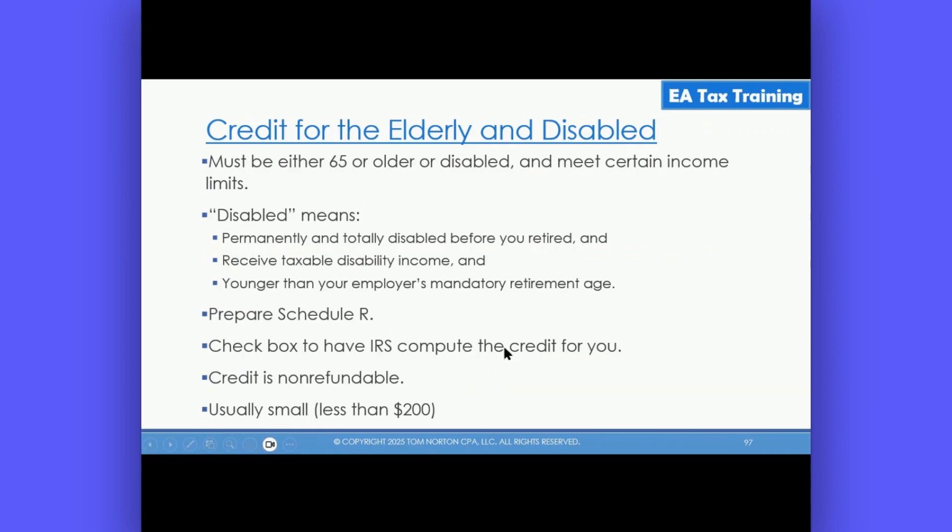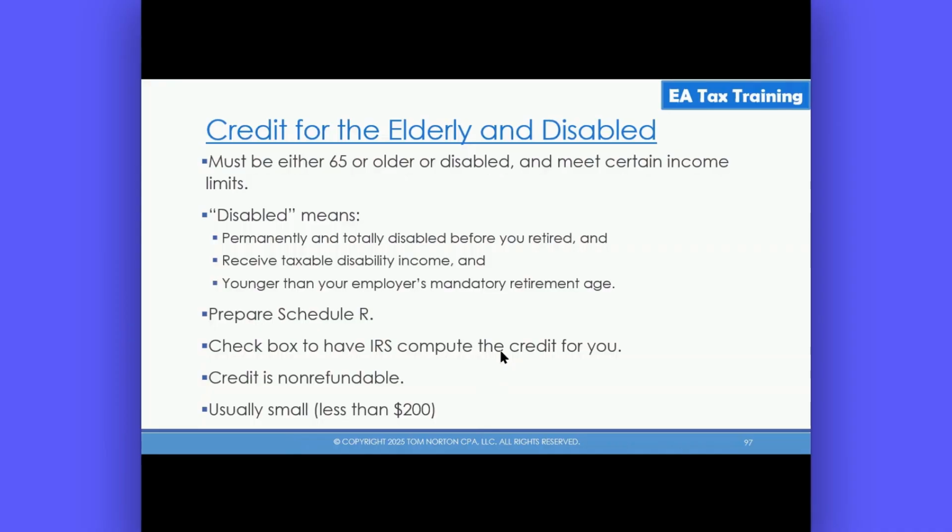Credit for the elderly or disabled. You can get this credit if you are either 65 or older or disabled and you meet certain income limits. And for this purpose, disabled means you were permanently and totally disabled before you retired and you receive taxable disability income and you are younger than your employer's mandatory retirement age. So if you meet all of those things, you are considered disabled and you are eligible for this credit. Or if you are age 65 or older, you are eligible for this credit. You do this on Schedule R.